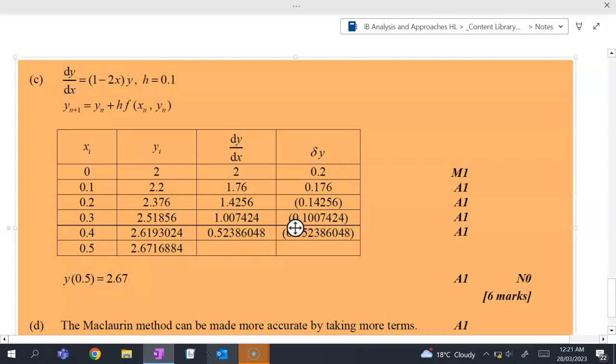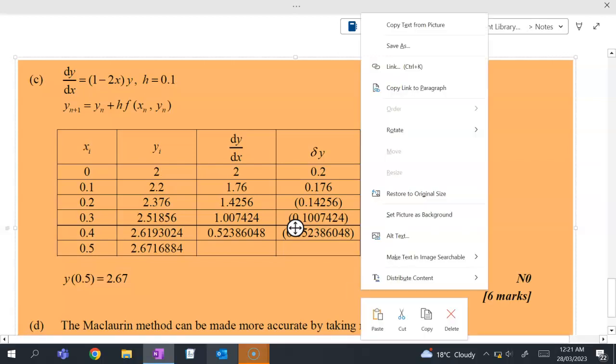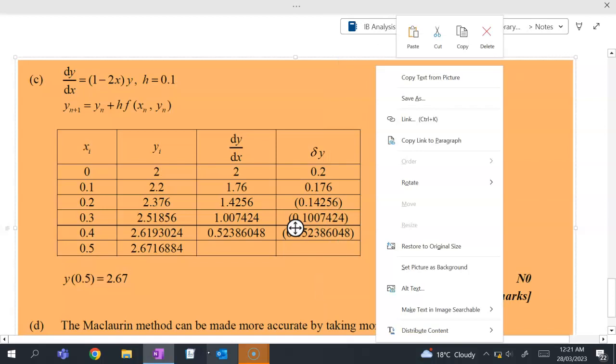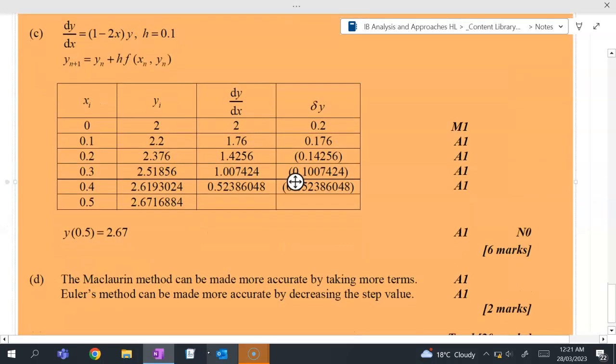So 6 marks, they're pretty much giving 1 for every y value. Their table is slightly different, but they're not going to knock you for a different table. I prefer my table method, but if you prefer the way the IB have set it out here, that's fine. Go with whatever you're comfortable with.